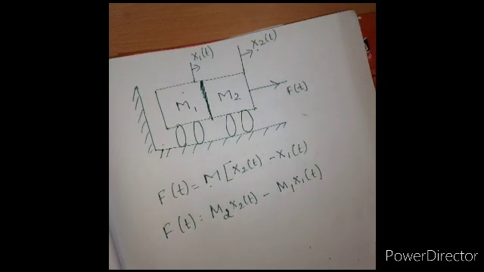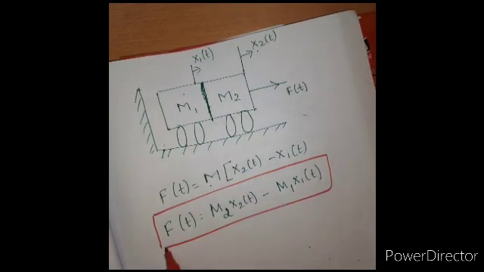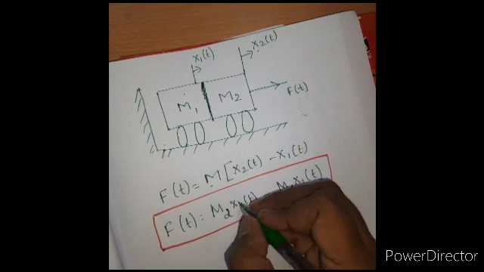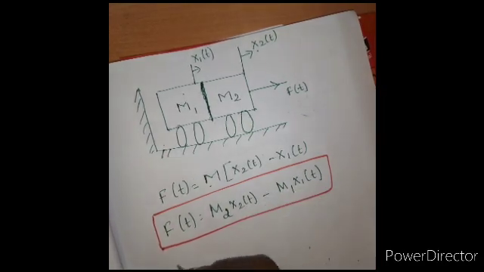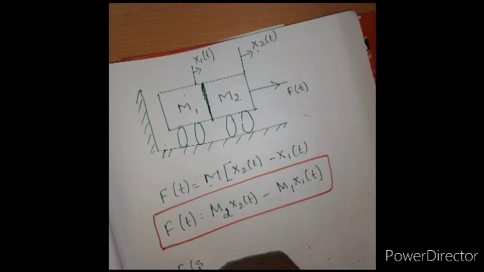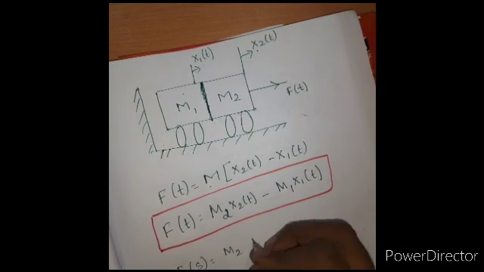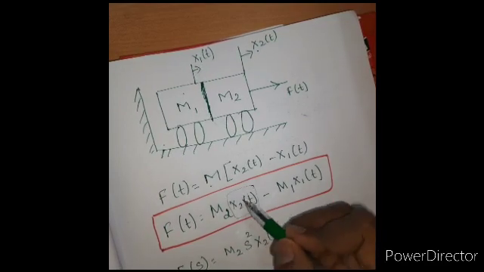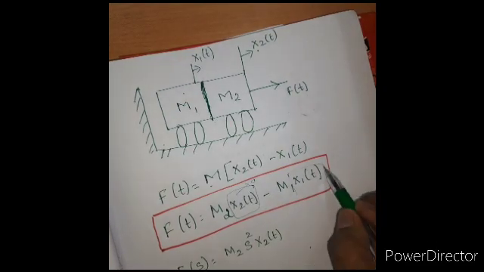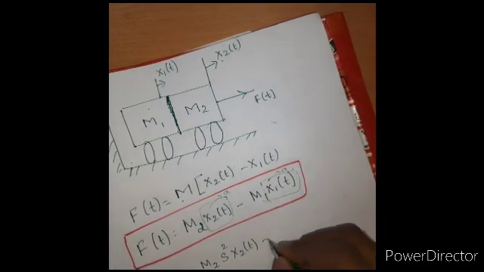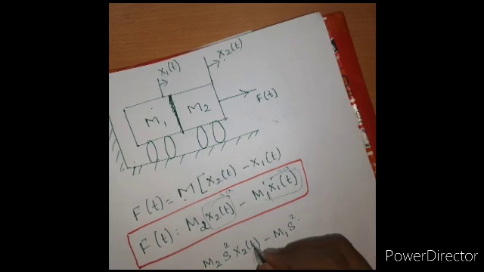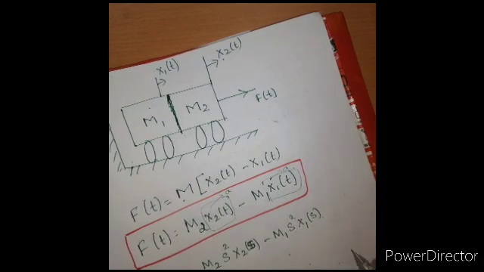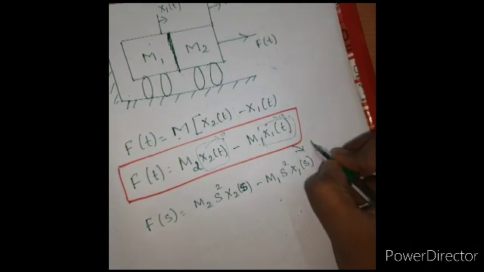This is when you are having two displacements. So if I am going to write f of s, what should I write? m2 s square x2 of s, because here you have an acceleration, minus m1 s square x1 of s. This is after taking Laplace transform.